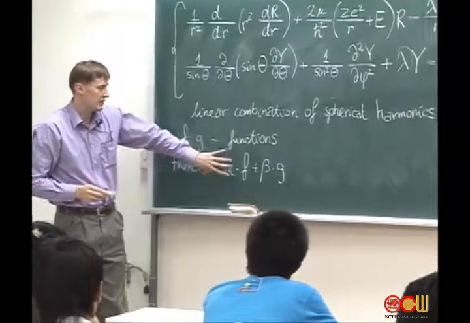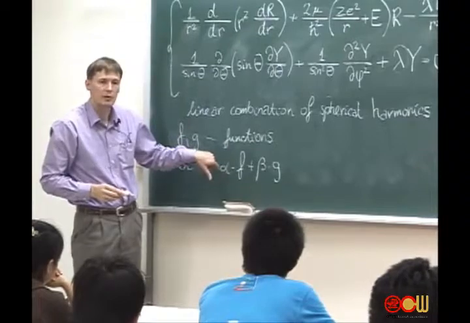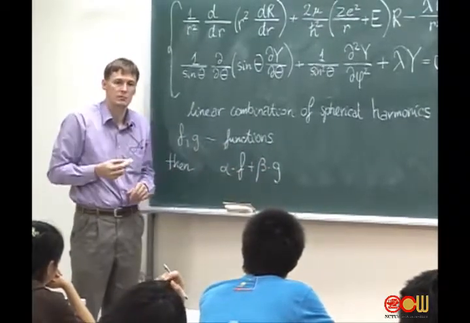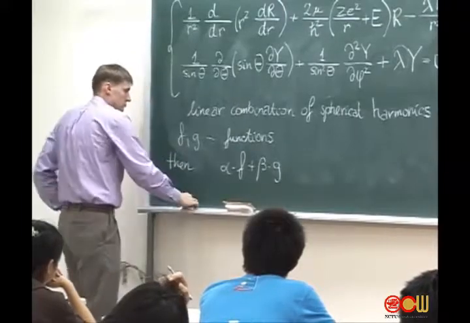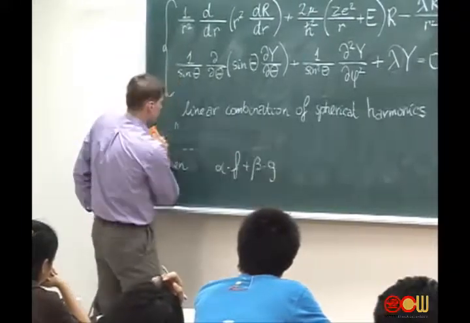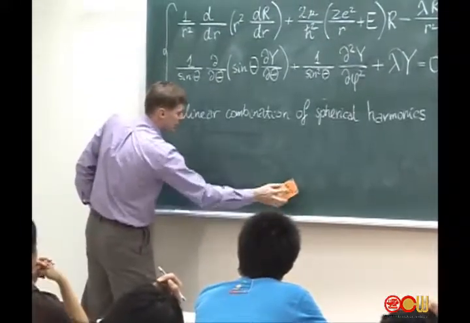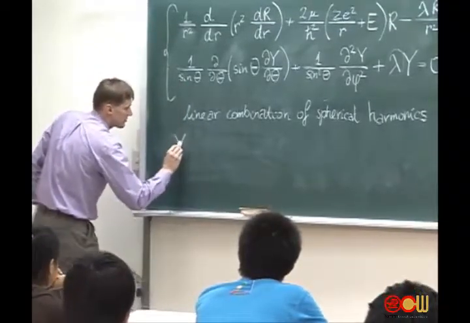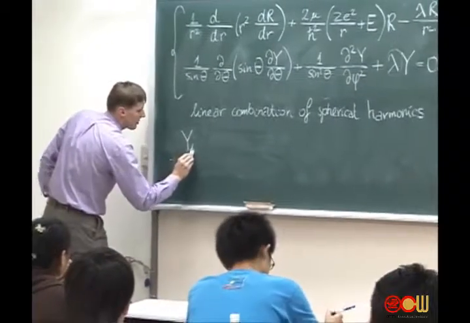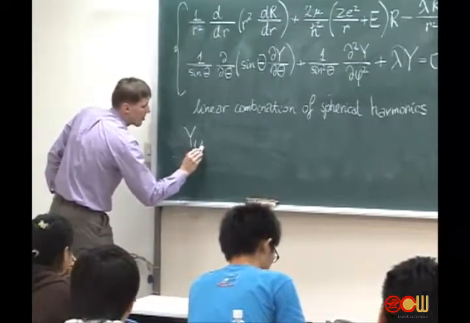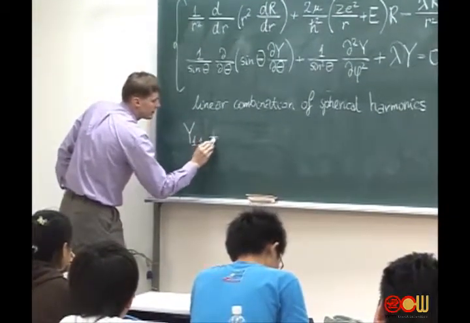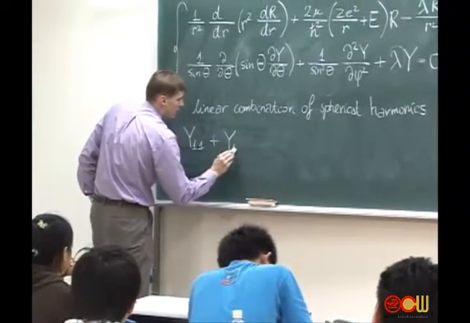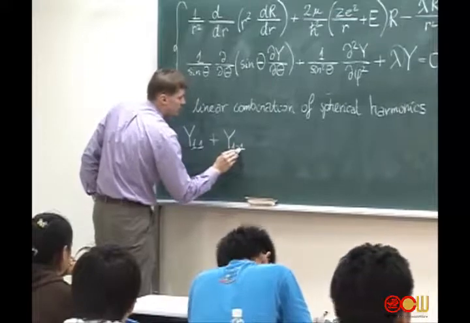Take the first one, multiply by a number. Take the second, multiply by a number, and add together. So we know what the linear combination of functions is. Now we can do the linear combination of spherical harmonics. The linear combination of spherical harmonics is Y 1, 1 added to Y 1, minus 1.